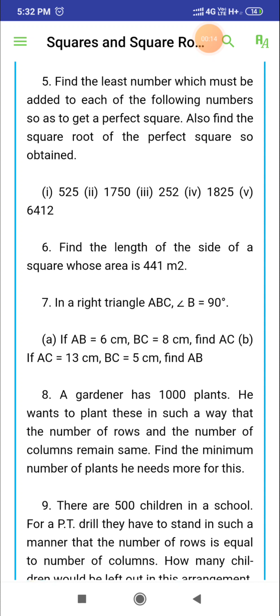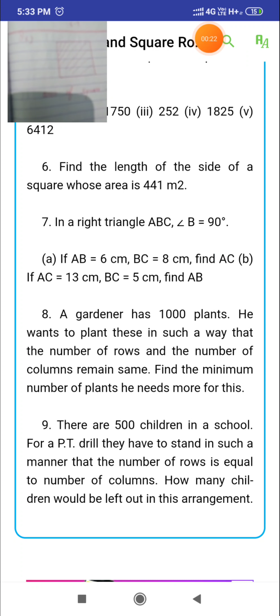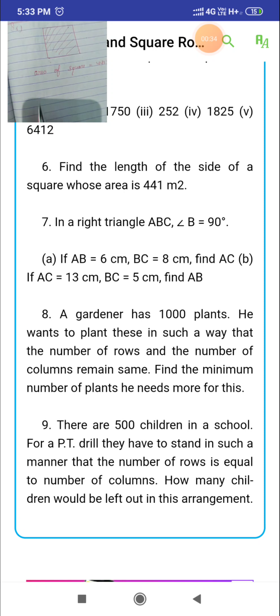Question number 6 is: find the length of the side of a square whose area is 441 meter square. It is given in the question that the area of the square is 441 meter square and we have to find out the side of this square.